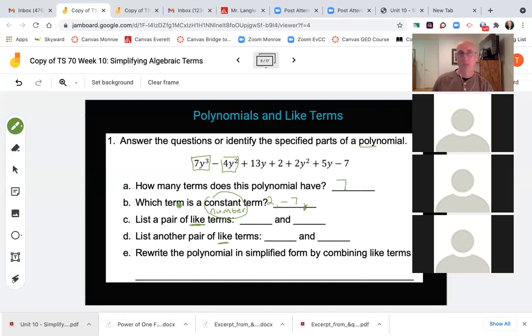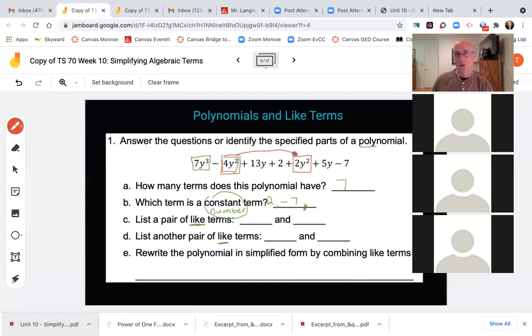Okay, all right, I'm going to change color and I'm going to see if I can match. This is how my brain would think. I've got 7y to the third. I've got 4y squared. That's different. I've got 13y. That's different. I've got 2. That's different. I've got 2y squared. Wait a minute. This y squared matches this 4y squared. These two are a pair.